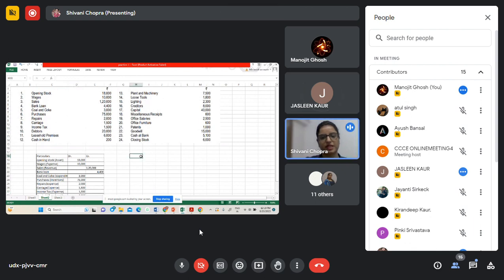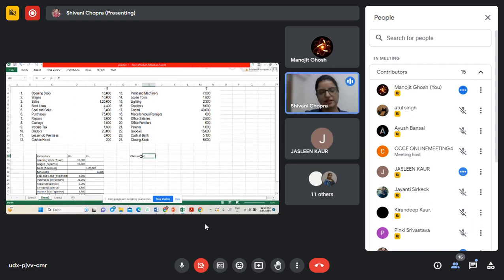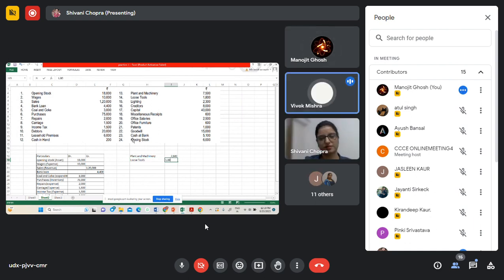So let's do it. We'll place it later on. Plant and machinery, asset. Asset, 7,500. Debit balance, right? Yes. Then you have loose tools, lighting, 2,300. Creditors, this creditors, 8,000. Is it okay? Credit side. Creditors have credit balance.